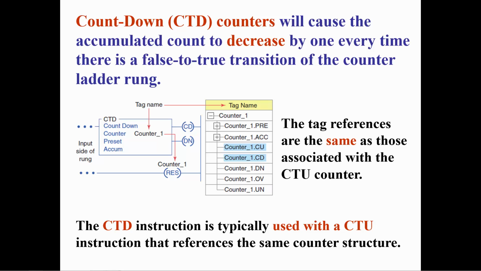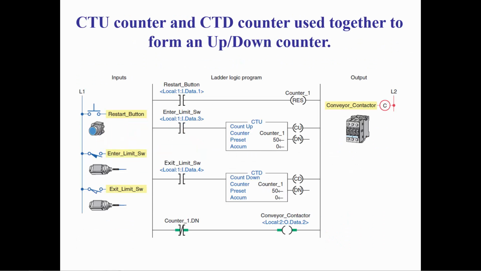The count-down counter, or CTD instruction, decrements the accumulated value on every false to true transition of the instruction. The CTD instruction is often paired with the CTU instruction by using the same tag name to create an up-down counter. In this program, we have two counter instructions, CTU and CTD, addressed to the same counter tag, counter_1.